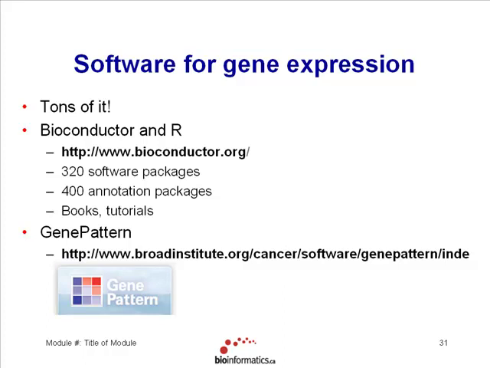So there's tons of software for gene expression. An amazing resource to look at is called Bioconductor, and these are a set of modules and libraries that are written in the R statistical language. This set of software contains 320 software packages, more than half, I think, devoted to microarray analysis, gene expression analysis. There are 400 annotation packages, and there are books and tutorials available on all this. You just go to bioconductor.org, and that'll point you to all the resources. Another example piece of software is called GenePattern. This is from the Broad Institute, and this is much more of a point-and-click type of package that you can install. It's freely available, and it will have many of the types of analyses that I've mentioned to you.